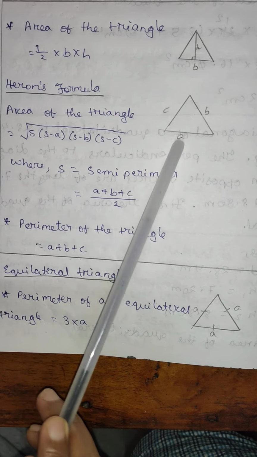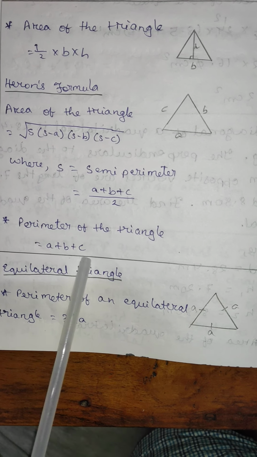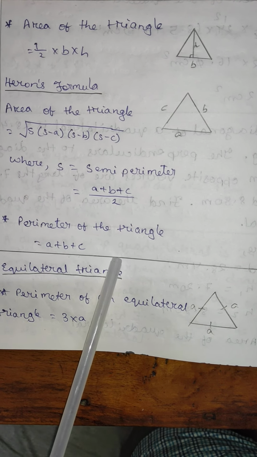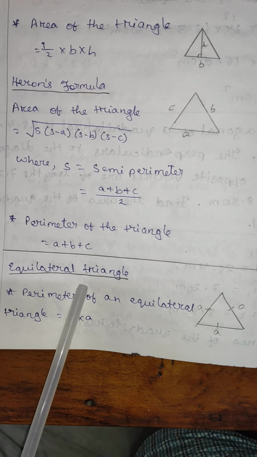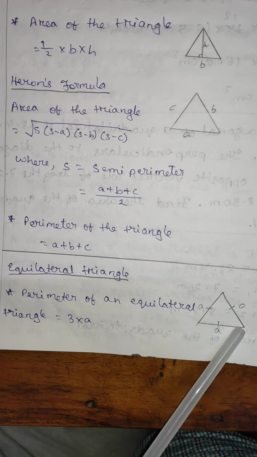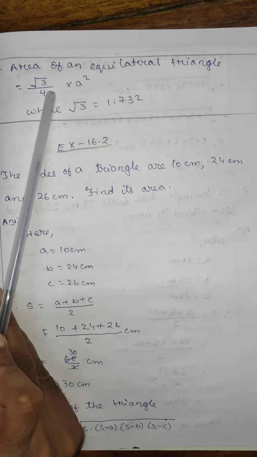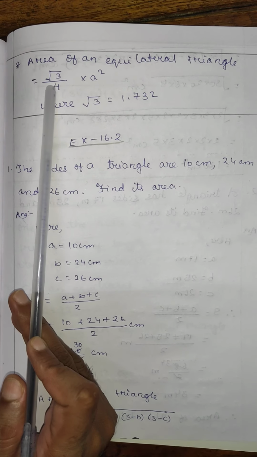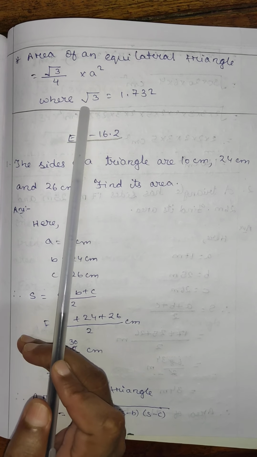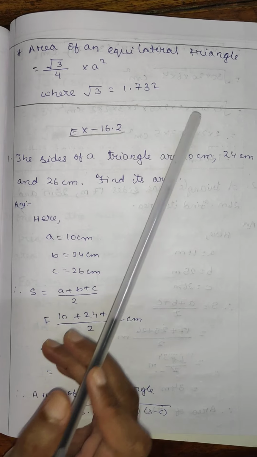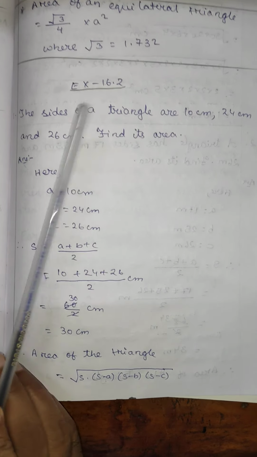Now since three sides are given, the perimeter of the triangle will be the sum of three sides, that is a plus b plus c. Now for an equilateral triangle, you know that all three sides are equal. The perimeter of an equilateral triangle is 3 into a. Now the area of an equilateral triangle, formula root 3 by 4 into a square, where the value of root 3 is 1.732. With the help of this we can start 16.2.